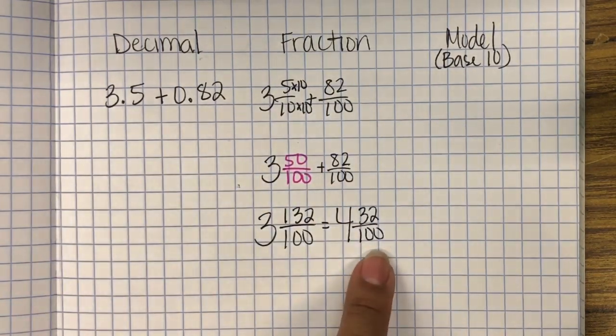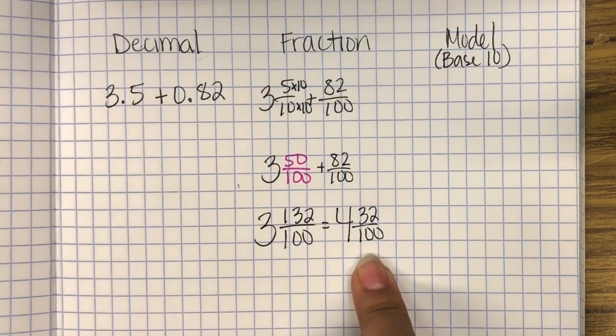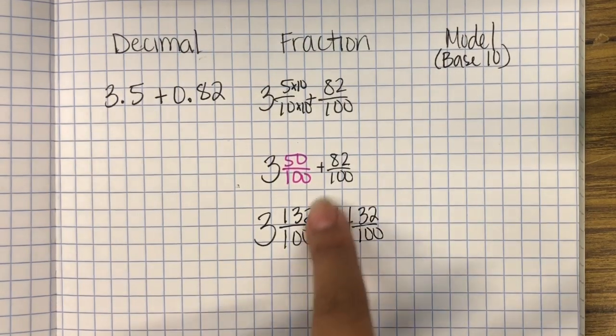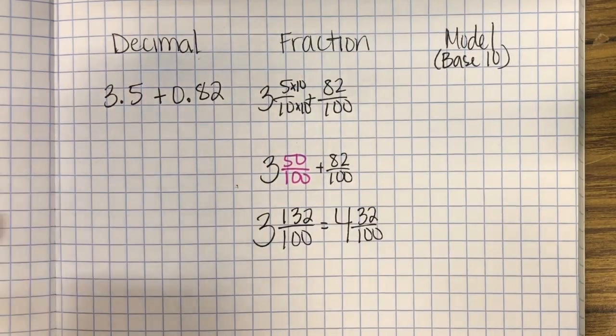And we're going to keep it like that because we're going to do decimals. So the denominator is going to stay 100. Okay, so this is 4 and 32 hundredths. So the way I said it will give us our answer, 4 and 32 hundredths.